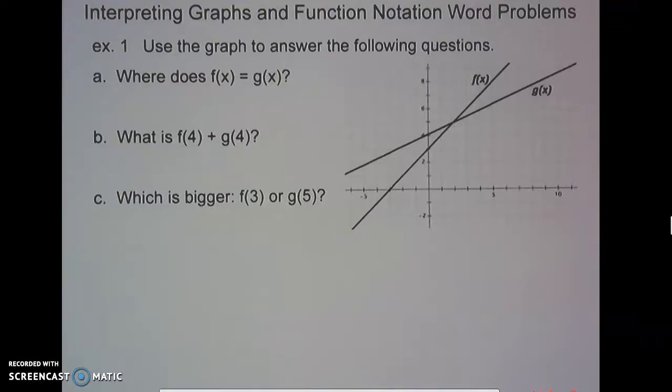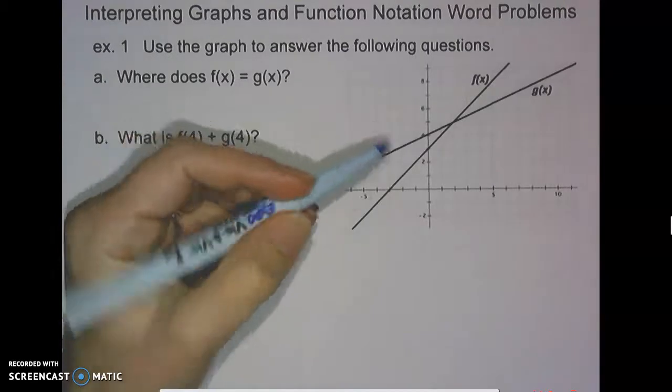Today we're going to be interpreting graphs and function notation word problems. So the first thing we're going to do is look at that graph here and interpret what's happening. So this uses our function notation or finding information from a graph that we've been doing recently. And so the first question that it's asking us is, where does f of x equal g of x?